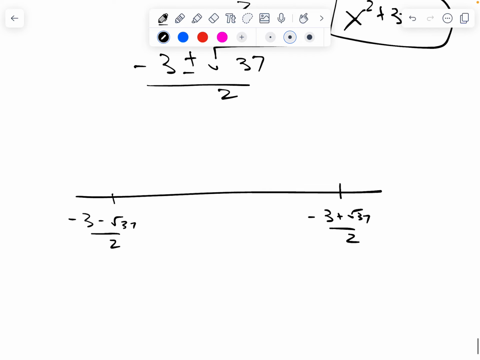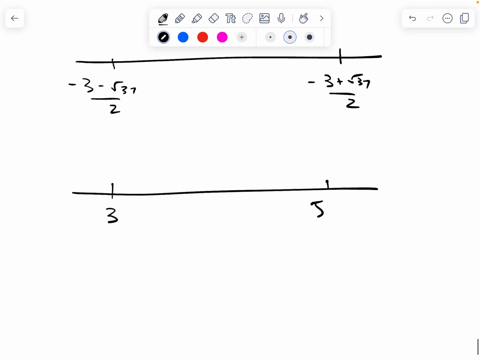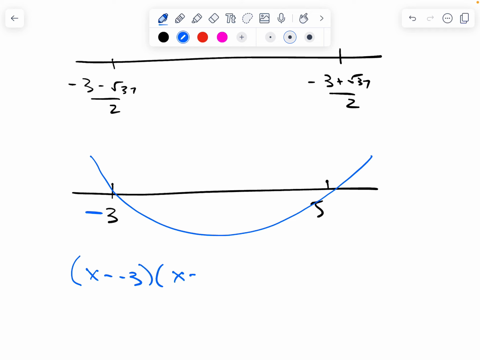So how do we write these as factors? Let's just review something. What if they were nice, happy numbers, like 3 and 5? If the graph went through them, then we would say this polynomial is x minus 3, x minus 5. See how we're doing the minus there? So what if this one was a -3? Then we would do x minus -3 and x minus 5.